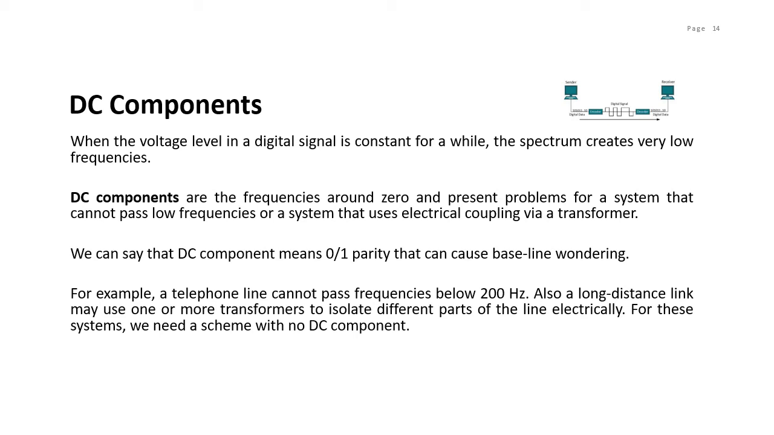For example, a telephone line cannot pass frequencies below 200 Hz, and a long distance link may use one or more transformers to isolate different parts of the line electrically. So for these systems, we need a scheme that has no DC component.